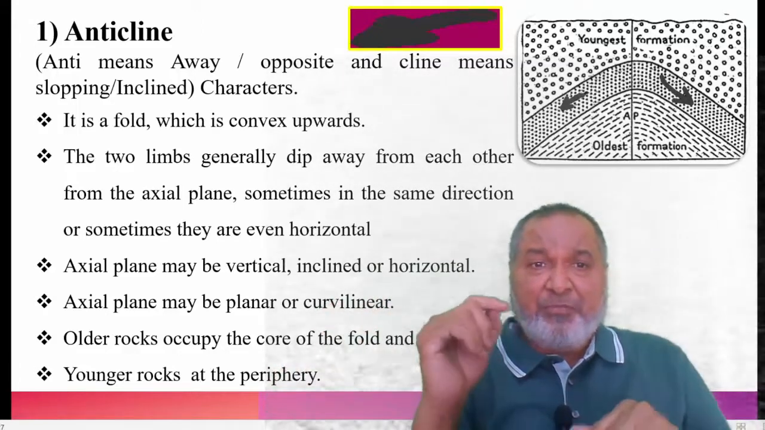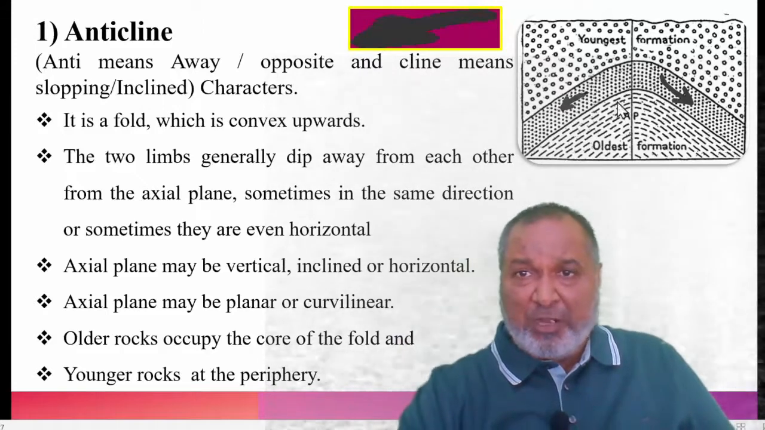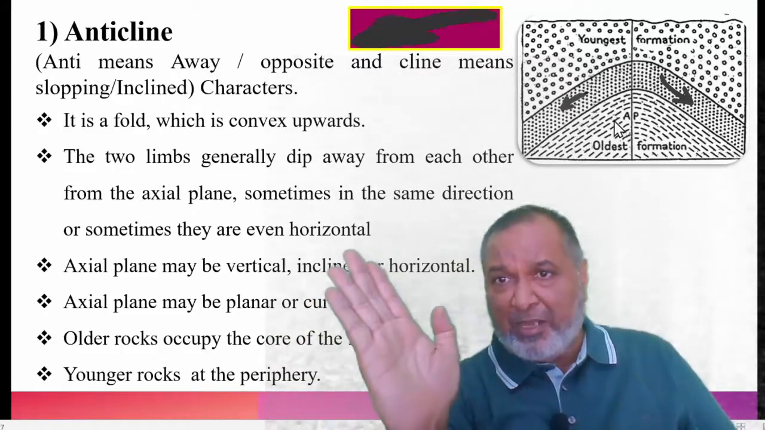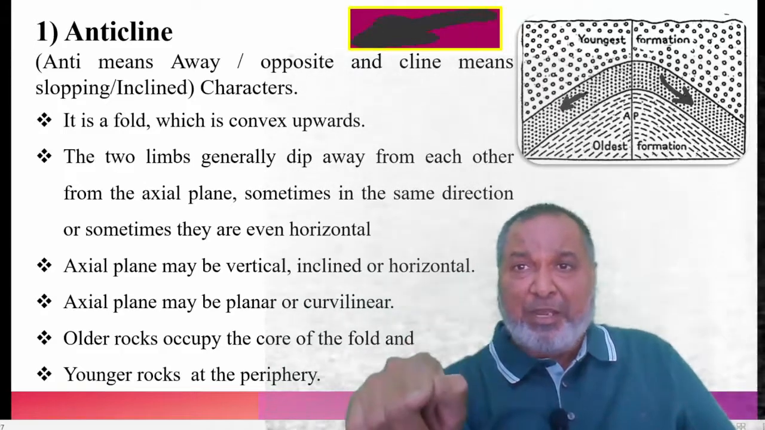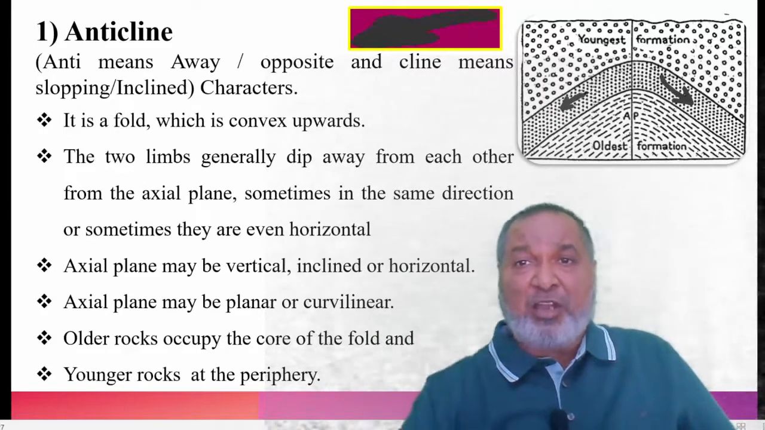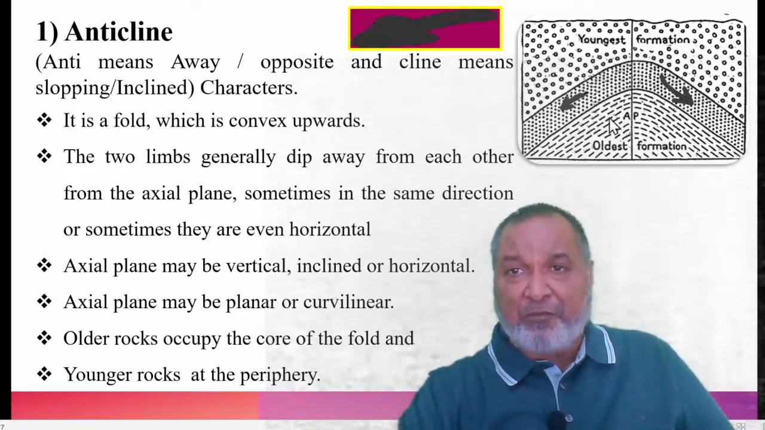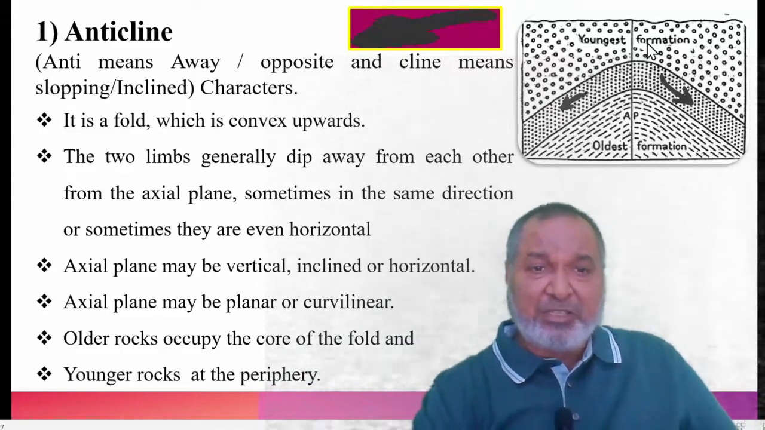The next one, the axial plane may be vertical. Here we have shown you a vertical one. The axial plane may be inclined, or horizontal. The axial plane may be planar or curvilinear. Older rock at the center. You can see older formation at the center and younger at the periphery. So that is the point.